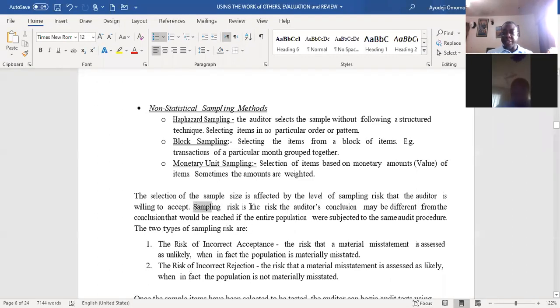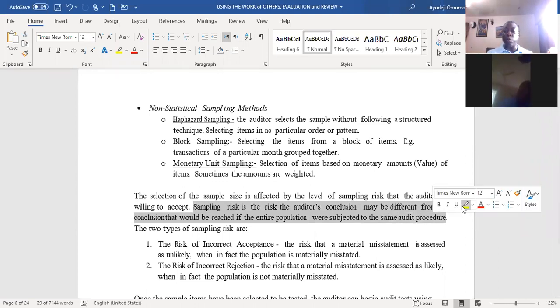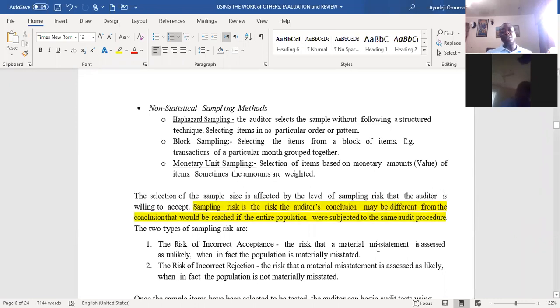So sampling risk is the risk that the auditor's conclusion may be different from the conclusion that would have been reached had they subjected the whole population to audit procedures. That is sampling risk. Please, this sampling risk and types of sampling is very common in your exam. It will be tested, but I'm just hoping that very soon we can finish this syllabus and all we need to do will be coming together to solve questions.